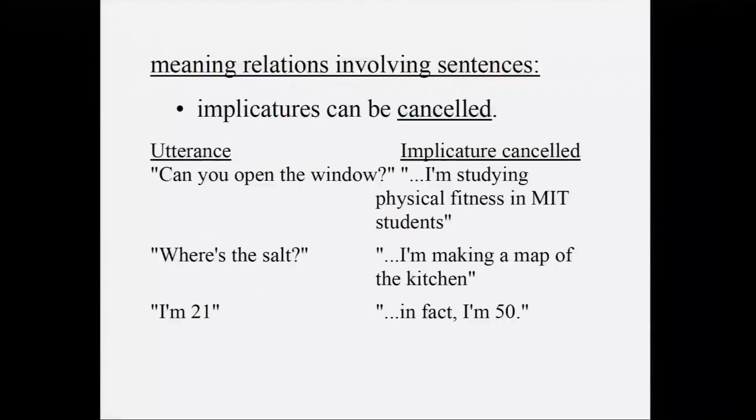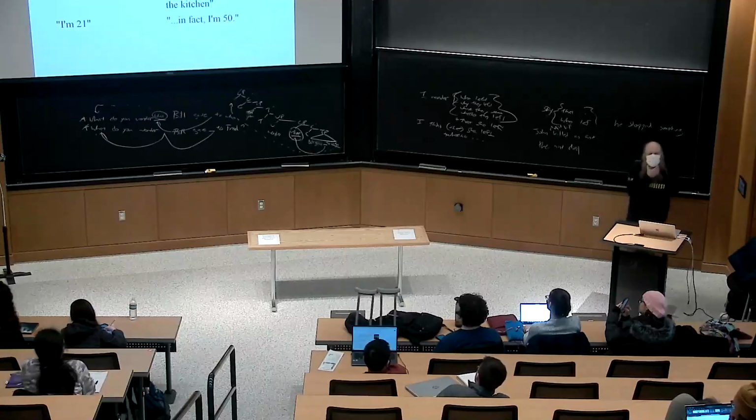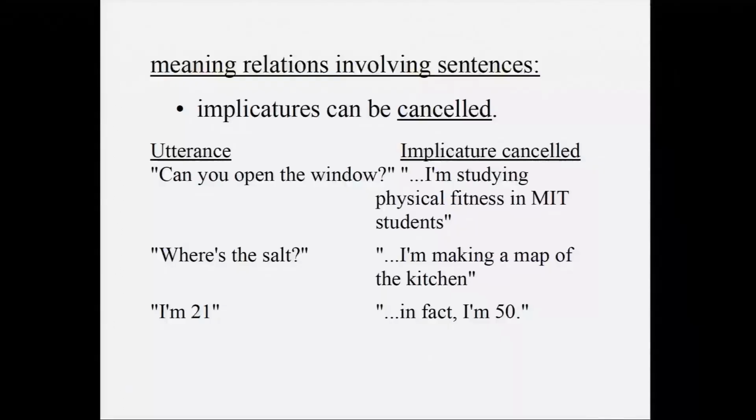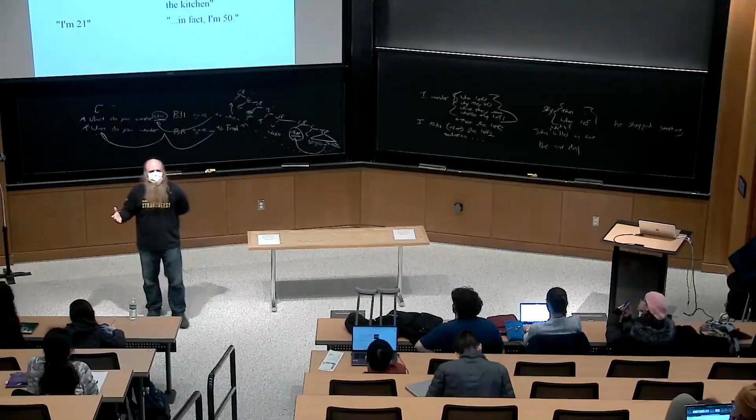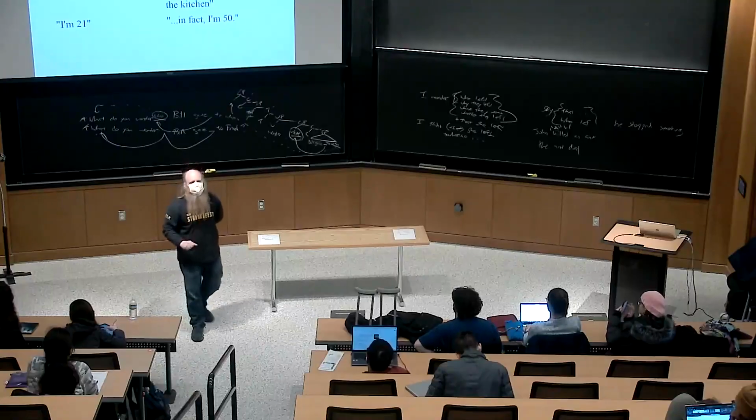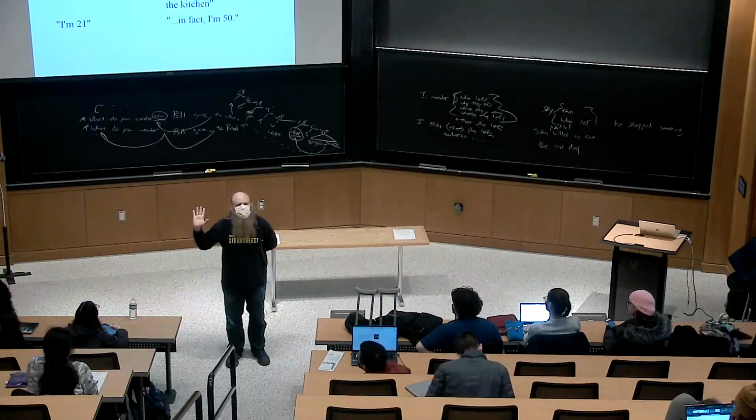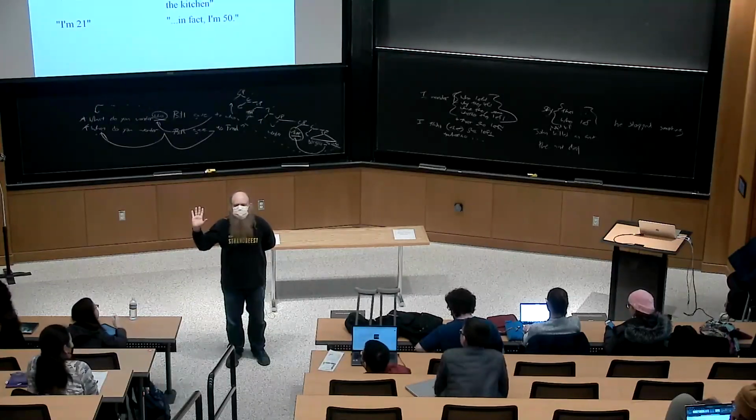So if I ask you, can you open the window, probably in most circumstances, what I want you to do is open the window. But maybe what I'm doing is making a study of physical fitness in MIT students, and I want to know whether you're capable of opening the window. Or, where's the salt? Maybe in most circumstances, what I want you to do is hand me the salt, but maybe I'm making a map of the kitchen. Or there are circumstances in which I personally could say I'm 21, namely when I'm trying to go into a bar or something, and they tell you can't come in here unless you're 21. I could say I'm 21. In fact, I'm 50. What I mean is I satisfy the requirement.